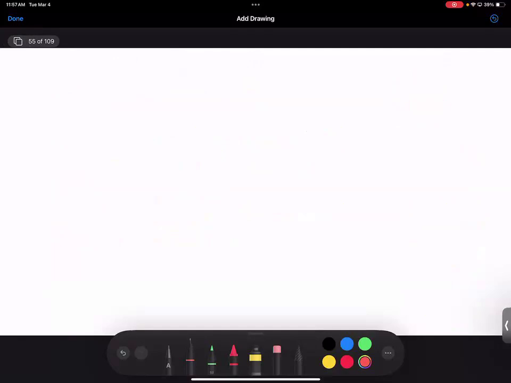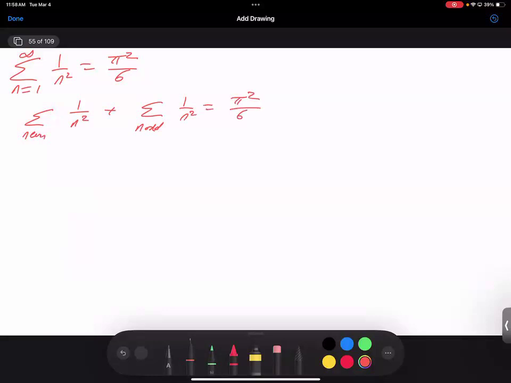A famous formula is the sum of 1 over n squared, n goes from 1 to infinity, is pi squared over 6. And so this is the same as the sum 1 over n squared, n is even, plus the sum of n odd, 1 over n squared, is pi squared over 6. Well, if n is even, this is the same as the sum, m goes from 1 to infinity, 1 over 2m squared, plus the sum n odd, 1 over n squared, is pi squared over 6.